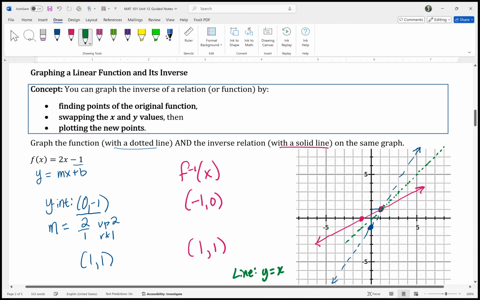And I think once I draw this out, you're seeing that this pink and blue graph, the original and its inverse, are reflecting over that line. And that is why you can just swap the x and y values to get the inverse. Okay?